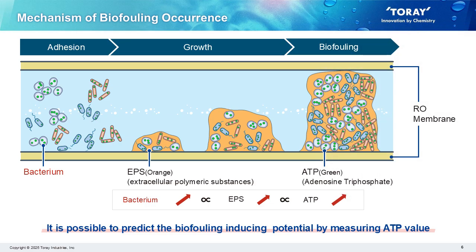All bacteria contain ATP, which provides energy for metabolism in living cells, and can be measured very sensitively using firefly luciferase. Measuring the amount of microbial-derived ATP on the RO membrane surface over time, it is possible to predict the biofouling potential.